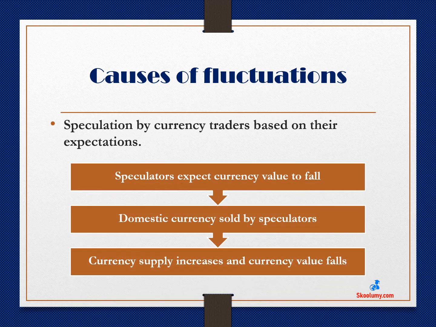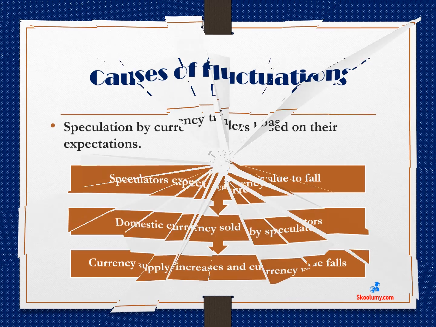The last factor is speculation. Currency speculators buy and sell currencies to make a profit from fluctuations in the exchange rates. If they expect the value of a particular currency to go down in the next few days, they will sell the currency now in order not to lose. This increases the supply of the currency and causes a fall in its value. Speculators study data about the economy which affect their expectation of the changes in currency value.